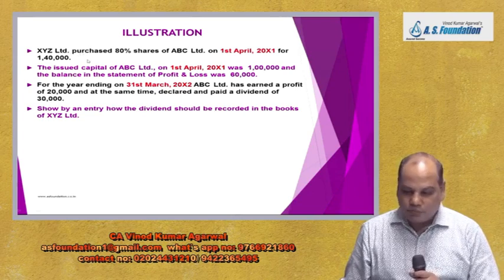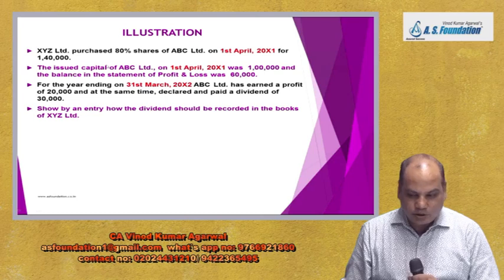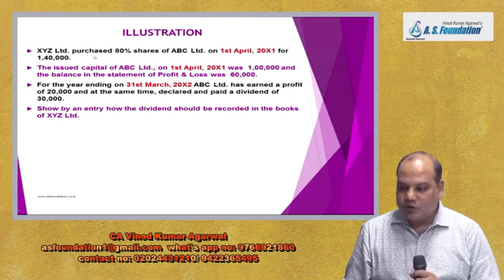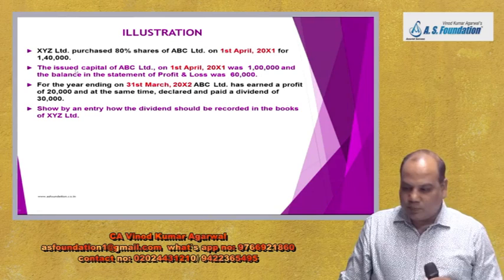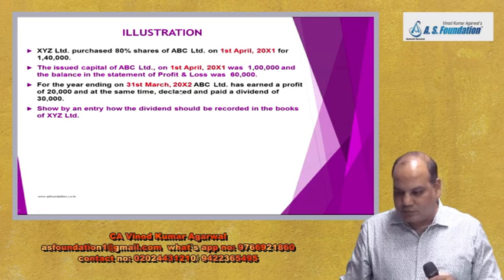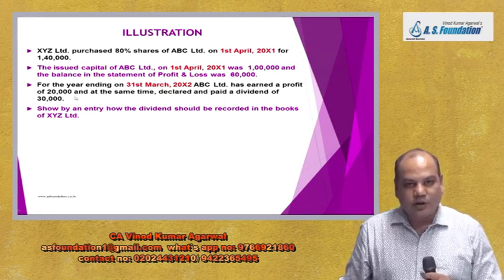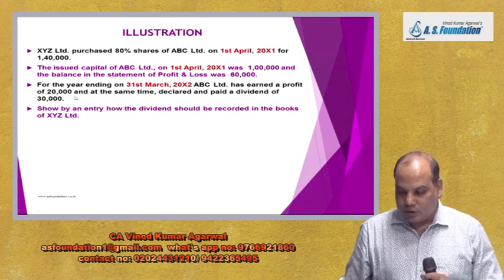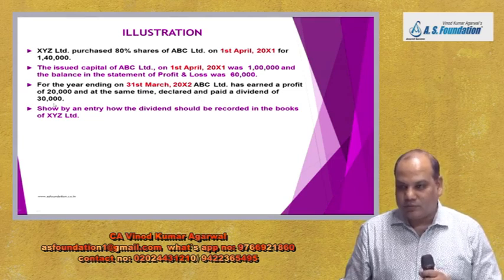One small example. And with this example, if you have any doubt, that will be cleared. XYZ purchased 80% share of ABC on 1.4.20X1. The issued capital of ABC was 1 lakh, balance in the statement of profit and loss was 60,000. For the year ending 31st March 20X2, ABC Limited has earned a profit of rupees 20,000 and at the same time declared and paid a dividend of 30,000.